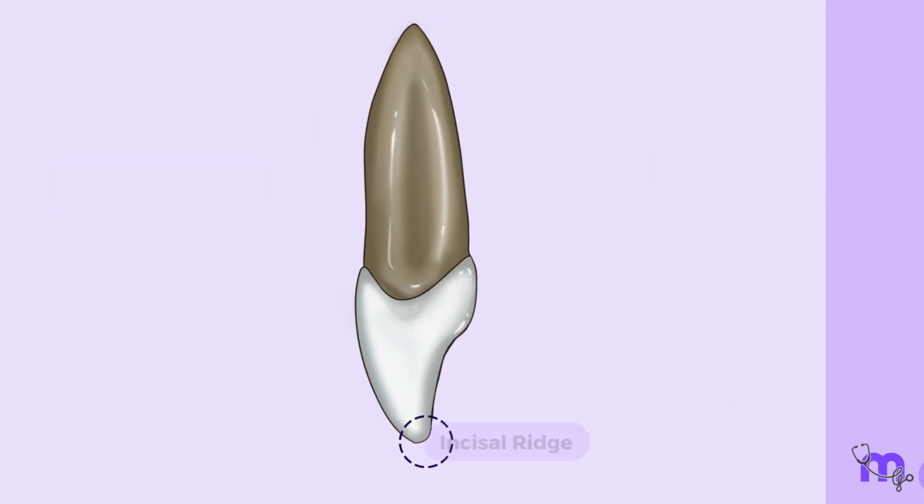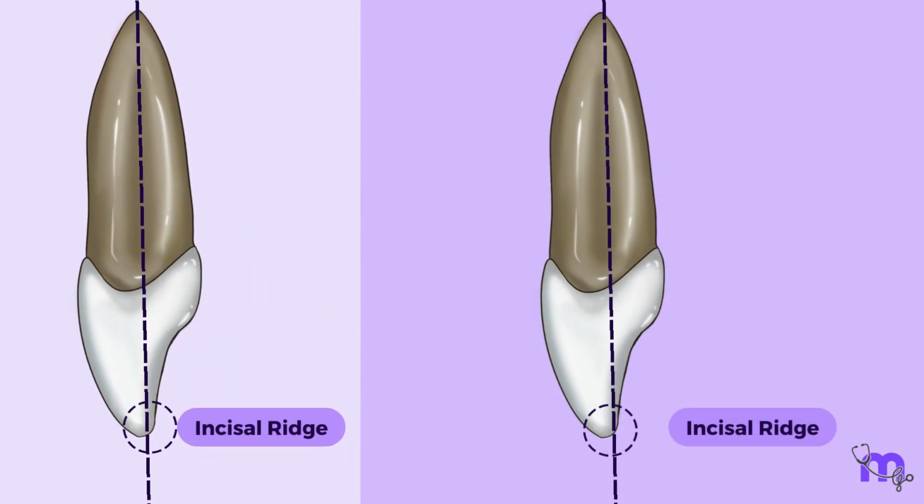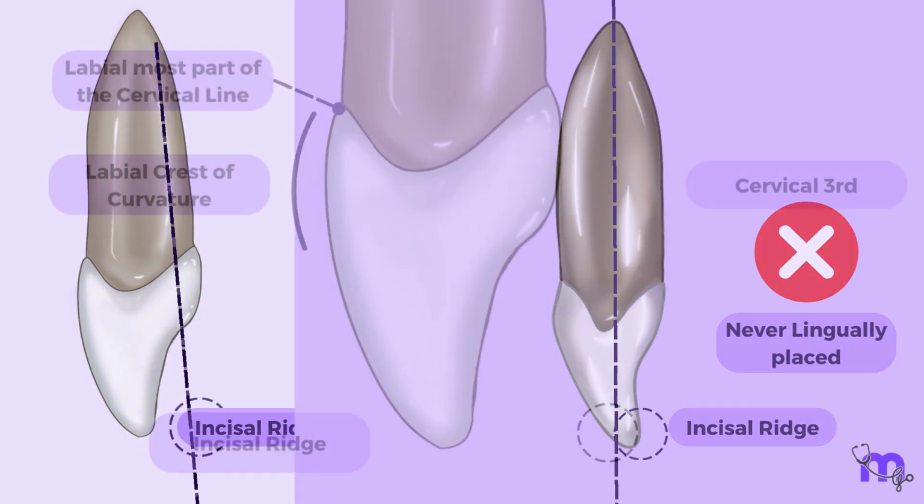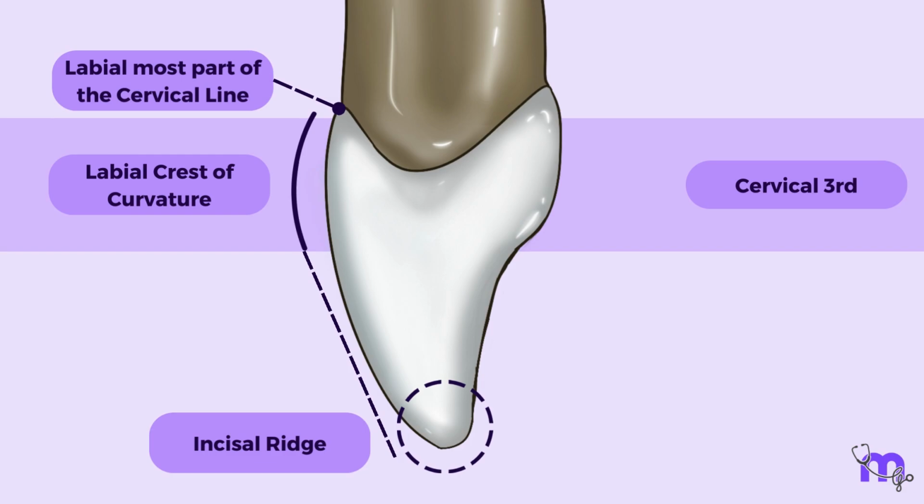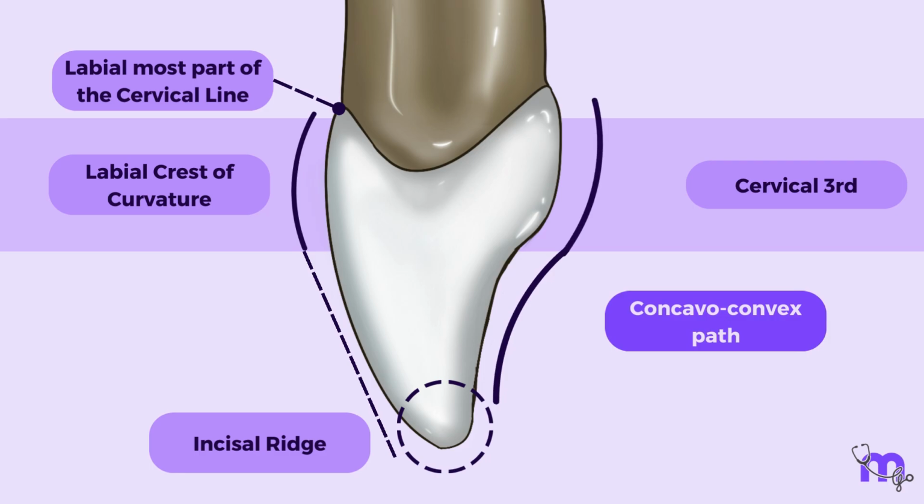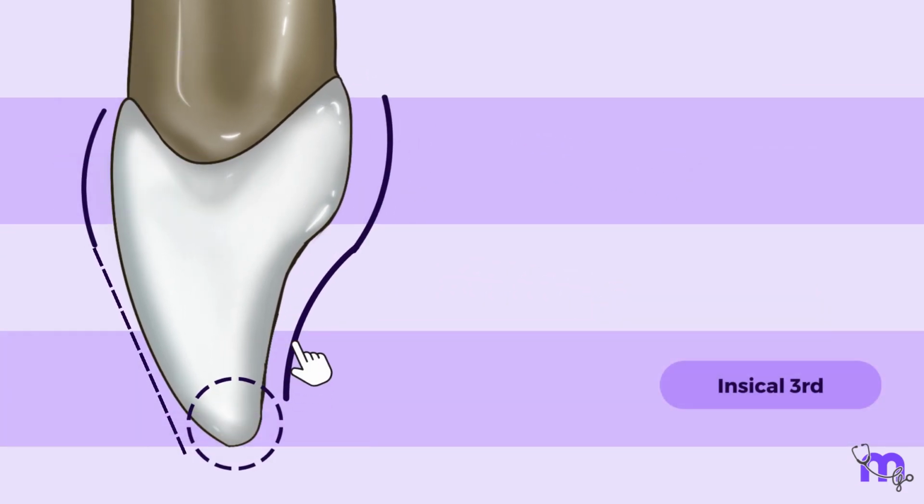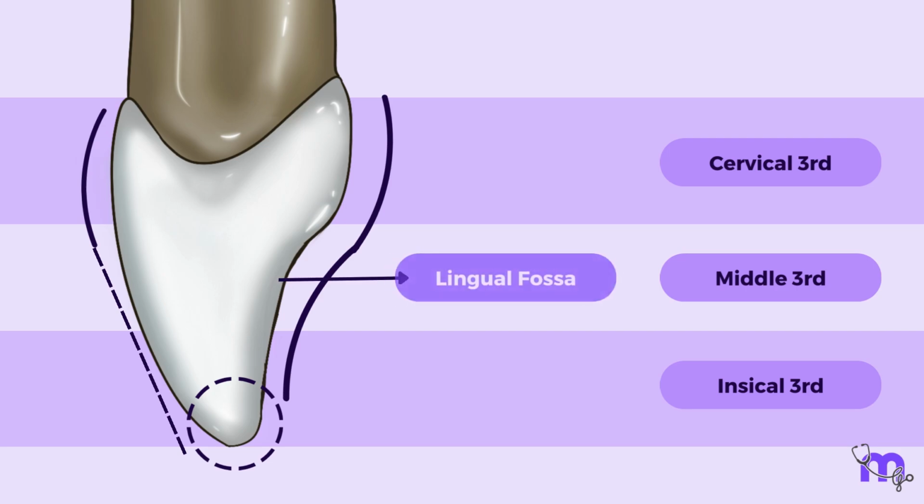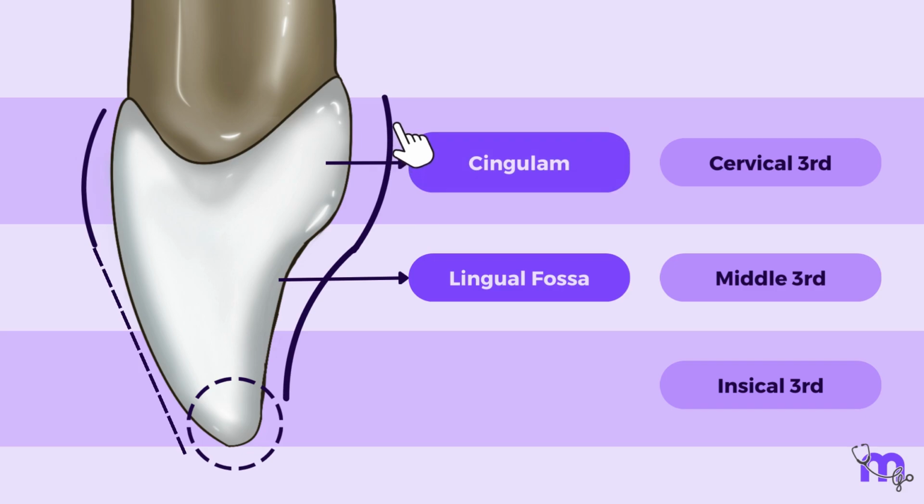It is important to note that the incisal ridge is in the midline and is aligned with that of the root apex, or maybe slightly labially placed, but never lingually placed. After the curved outline of the incisal ridge, the tooth outline follows a concave or convex path lingually. The concavity from the incisal ridge extends till the junction of the cervical and middle third and represents the lingual fossa, and the convexity represents the cingulum.